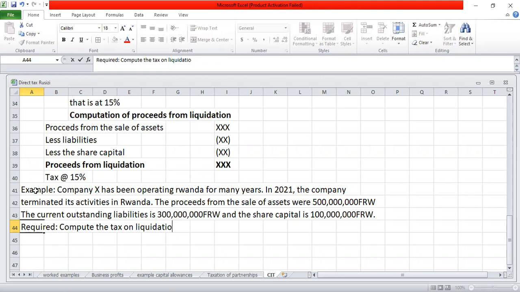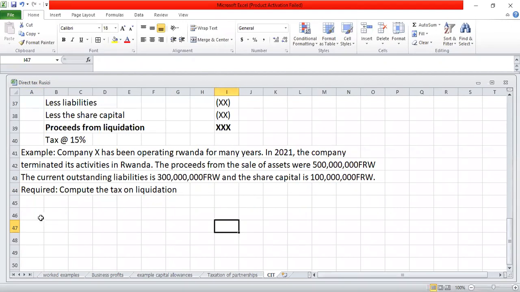This is a simple question that I want us to look at. Company X has been operating in Rwanda for many years. In 2021, the company terminated its activities in Rwanda. The proceeds from the sale of assets were 500. The outstanding liabilities are 300. The fully paid capital is 100. Then we compute the tax on liquidation. So this is a simple case scenario.